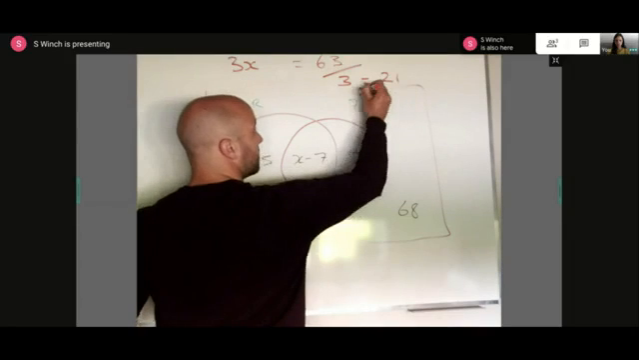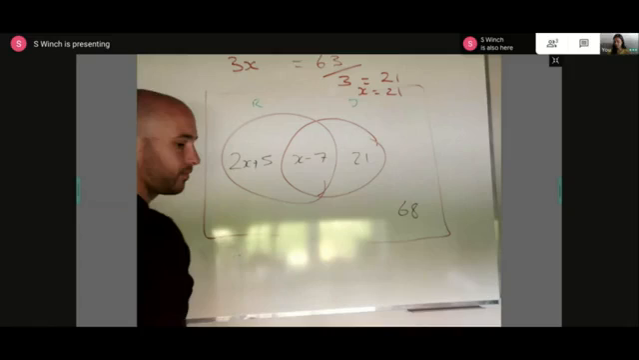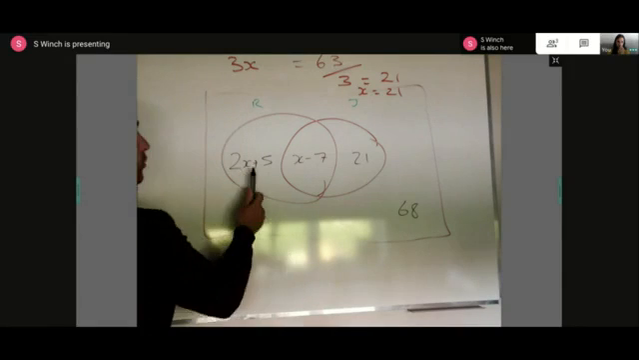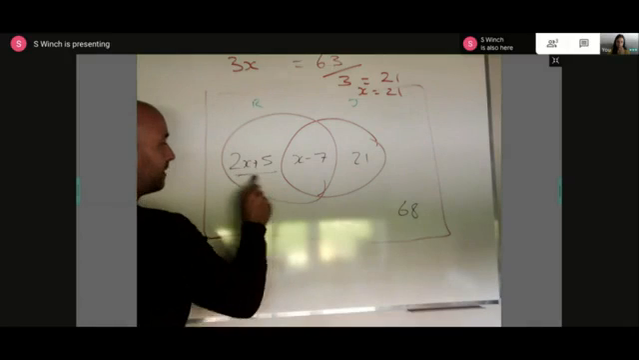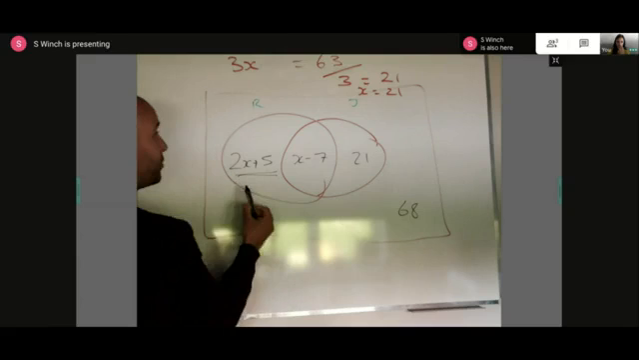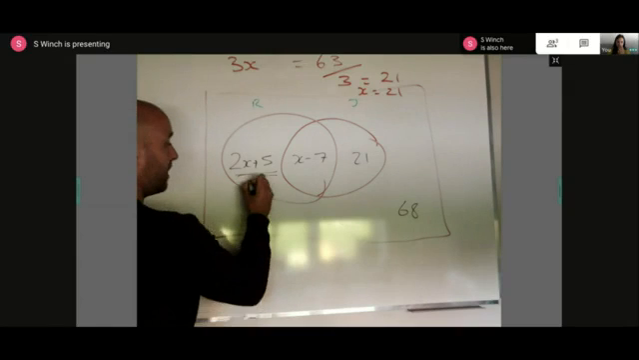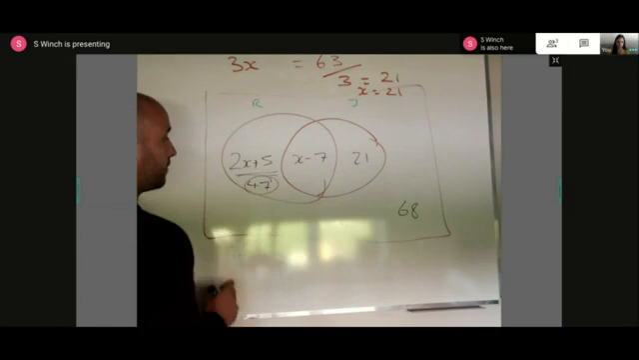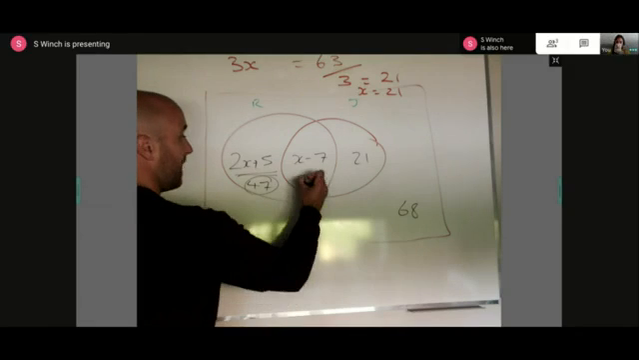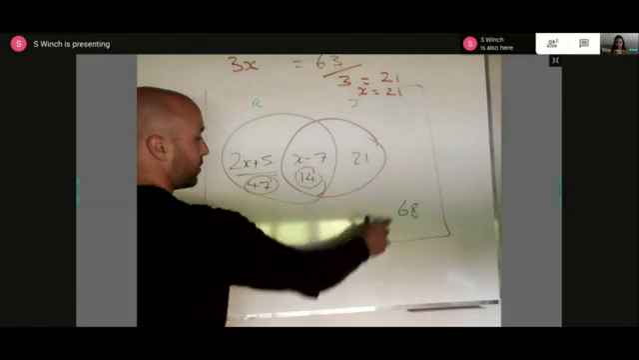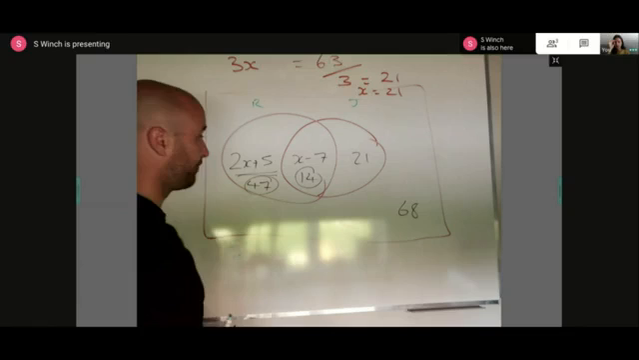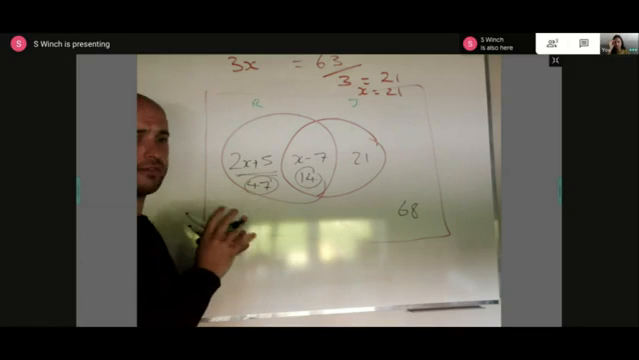So x equals 21. Now we know that piece of information, we can substitute 21 into this expression here. So 21 times 2 is 42. 42 add 5 is 47. There's 47 there. 21 subtract 7 is 14. And then you've got 21 and 68. If we were to add them all up, we would get 150. So those answers there are 47, 14, 21, 68.